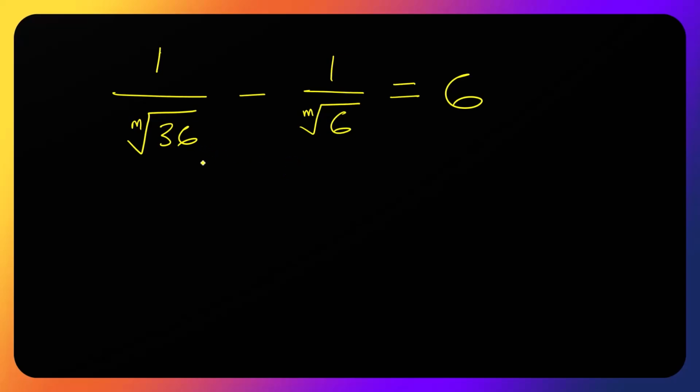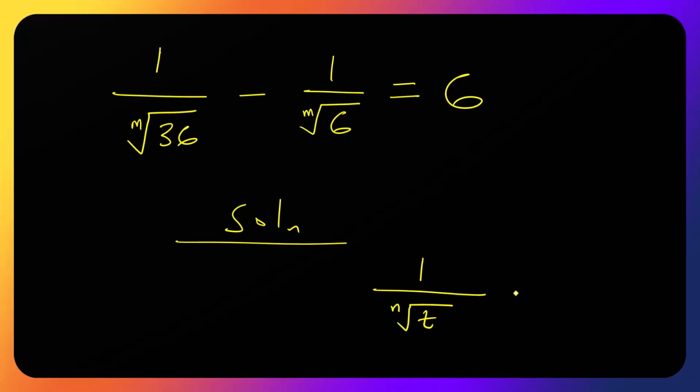Now let's solve for m here, given the m-th root of 36 minus the m-th root of 6 equals 6. Solution. Before we get started, let's understand that the m-th root of t is the same as t all raised to 1 on m. Let's understand that.